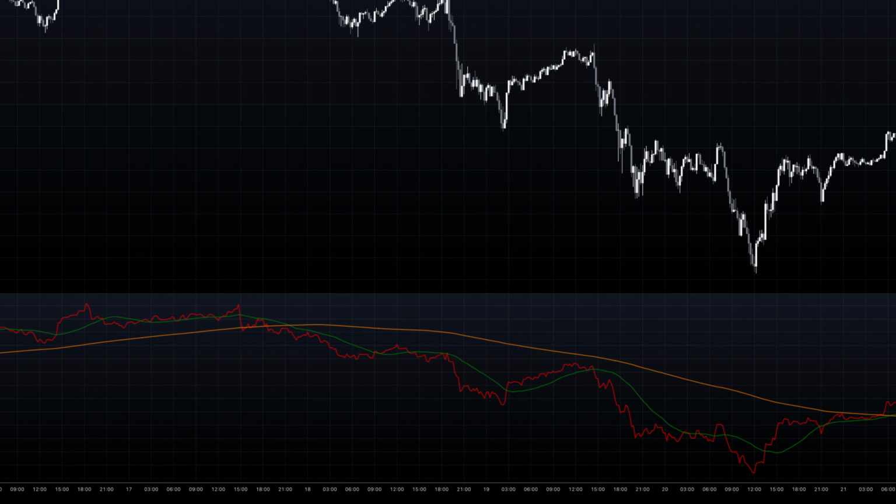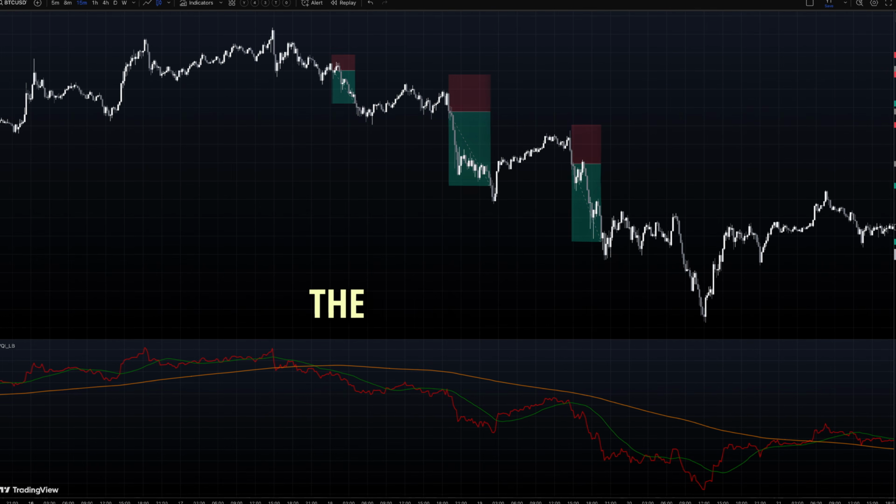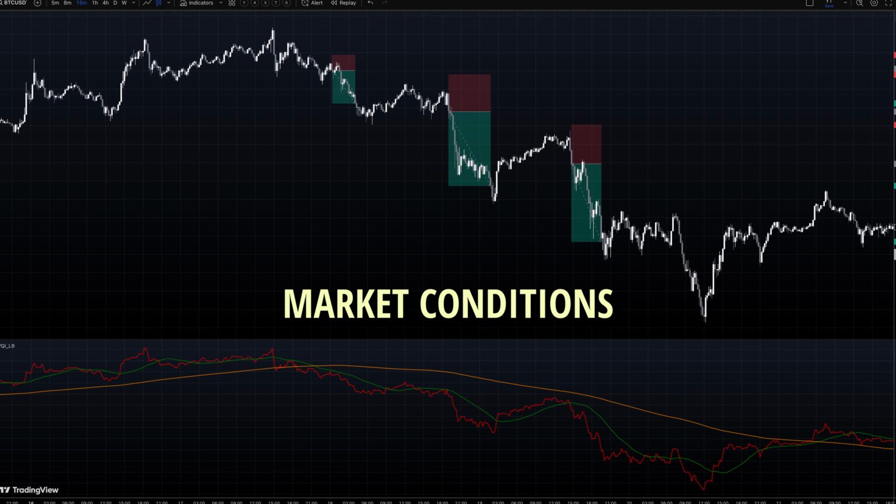For short positions, the fast EMA should be below the slow EMA, with the cumulative VQI crossing below it, followed by a rejection. Enter on the candle close after the rejection. The risk-reward ratio should be adjusted according to your specific trading approach and market conditions.